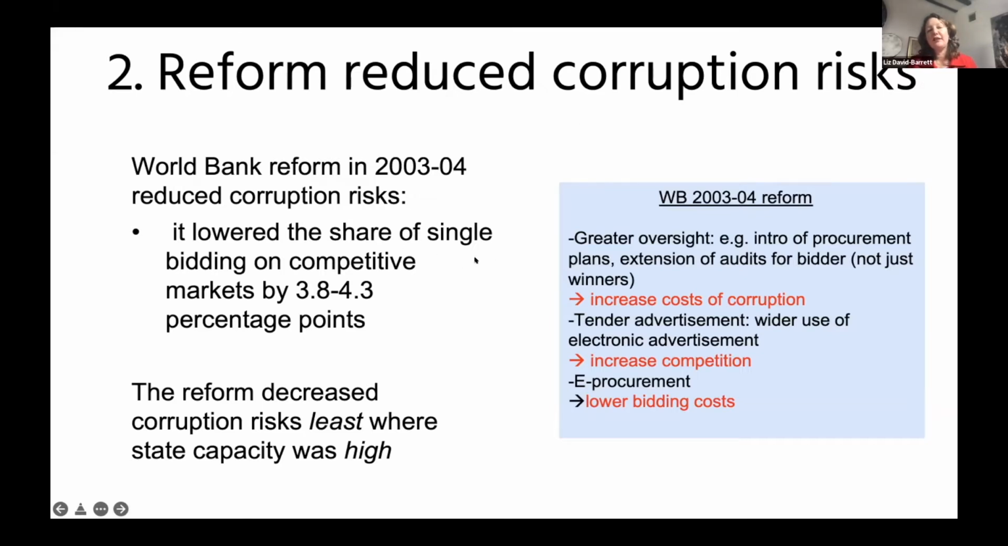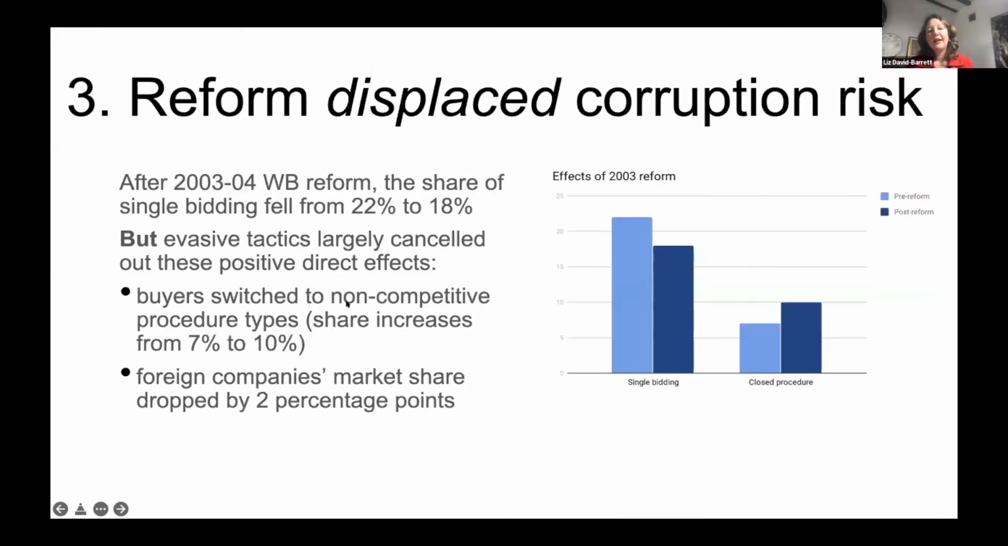But we then were interested in exploring this common problem that we find as anti-corruption practitioners and researchers, that sometimes when you introduce an intervention in one area, you might just squeeze the corruption through to another area. And so we also looked at what happens to other red flags. And we found, sadly, that although we get that important positive effect in terms of reducing single bidding, there was also evidence of evasive tactics, which to some extent seemed to cancel out those positive direct effects. So we found that buyers were switching to using non-competitive procedure types more often.